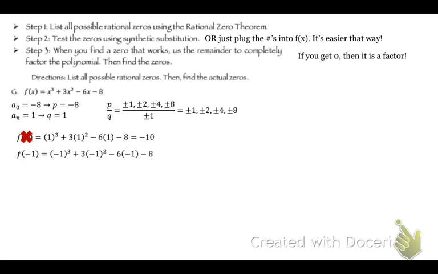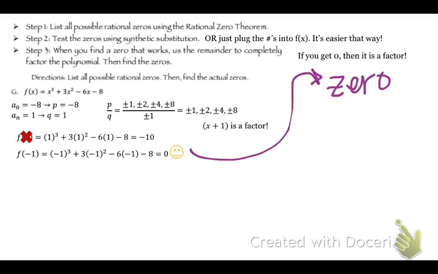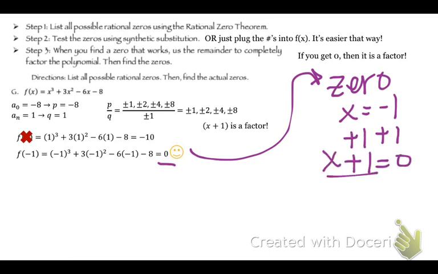Let's try negative 1 now. When you plug that in, you get 0. That's good, and that means that x plus 1 is a factor. So this means that we have a 0 of x equals negative 1, because we plugged negative 1 in and we got 0. So there's a 0 at negative 1. To write this in factored form, I'm just going to add the 1 over. So you get x plus 1 equals 0. That's where this factor comes from.